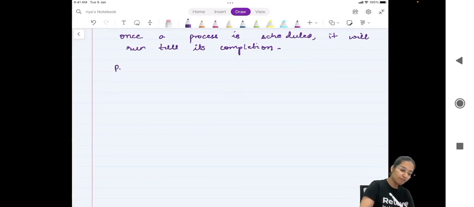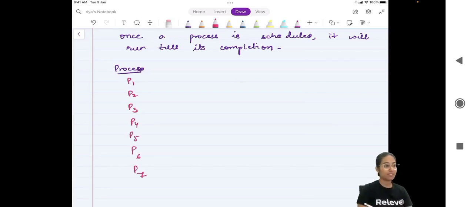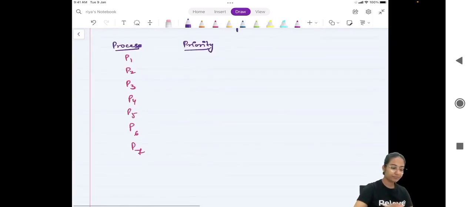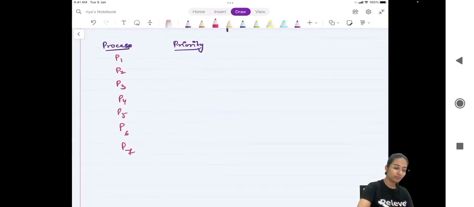So we have the processes. I'm going to take a bigger example this time. We have the processes P1, P2, P3, P4, P5, P6 and P7. I also have the priority for each and every process, which will be 2, 6, 3, 5, 7, 4 and 10.